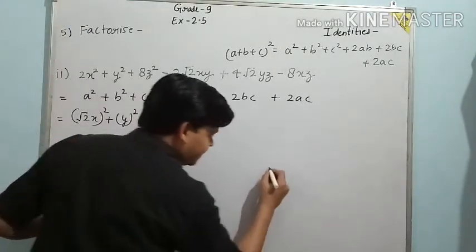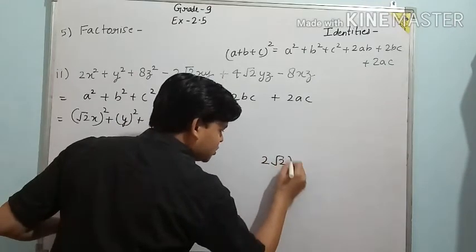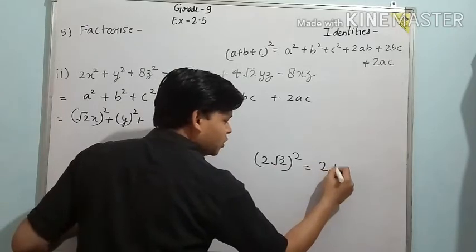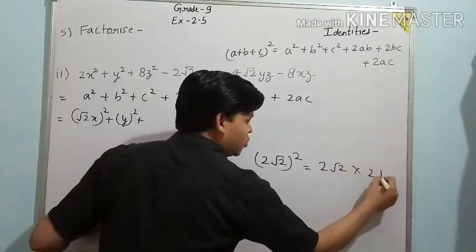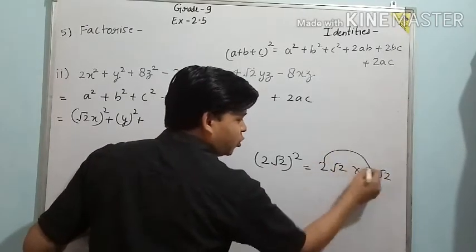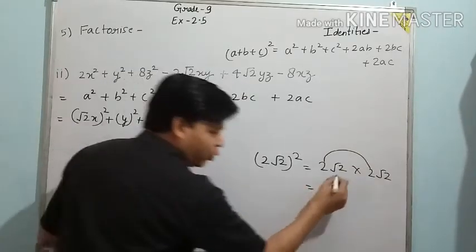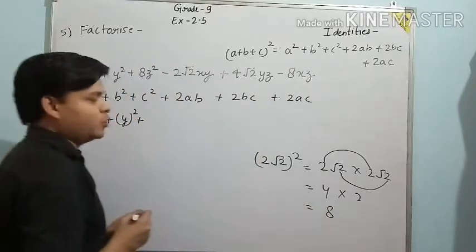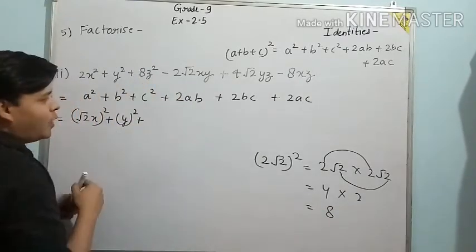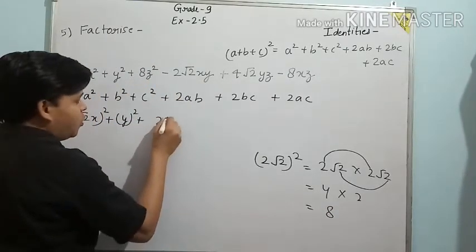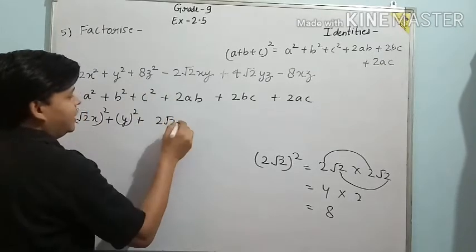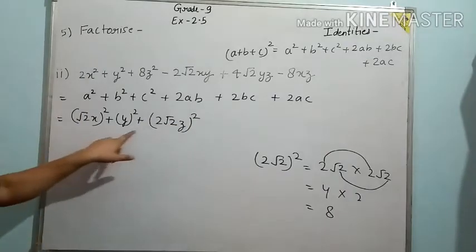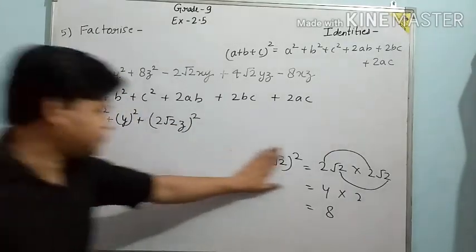Let me explain that when you write the square of 2 root 2, what is the square of 2 root 2? That means 2 root 2 multiplied by 2 root 2. So 2 into 2 you get 4, and root 2 into root 2 you get 2. So 4 into 2 is 8. In this way you can write 8z square as 2 root 2 and z square. So a square, b square, c square is ready now.